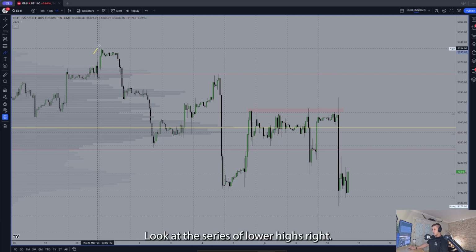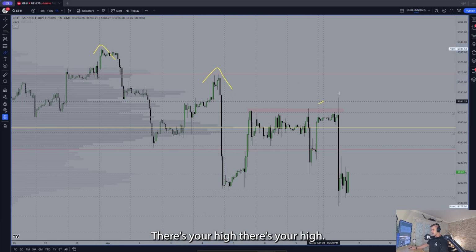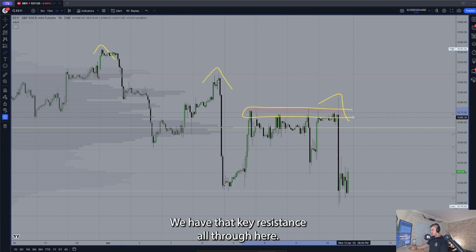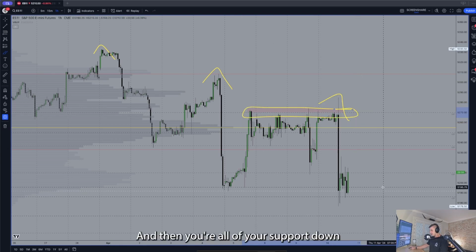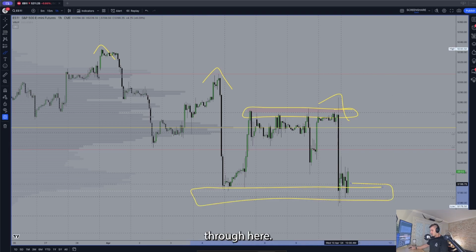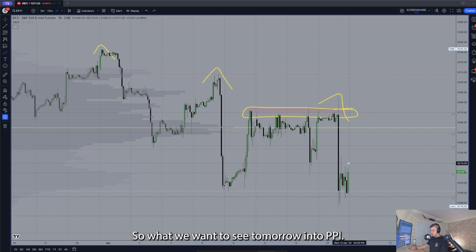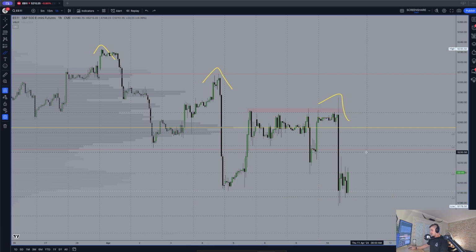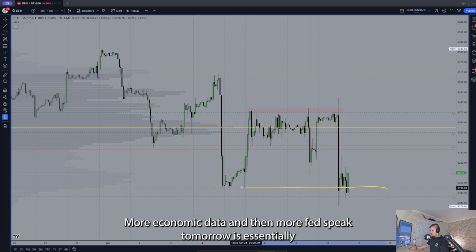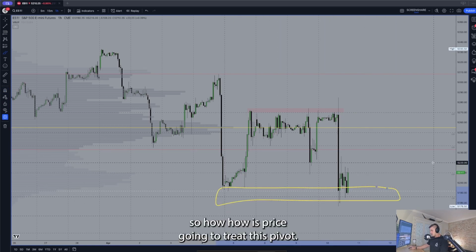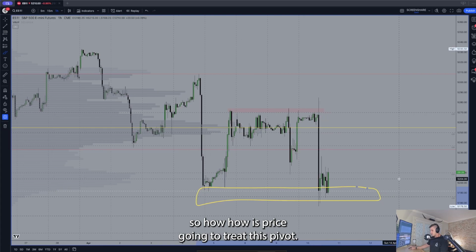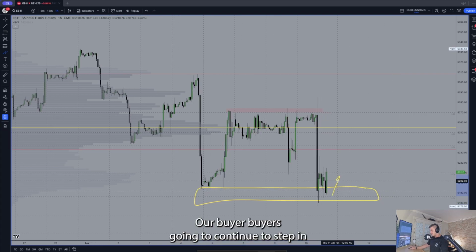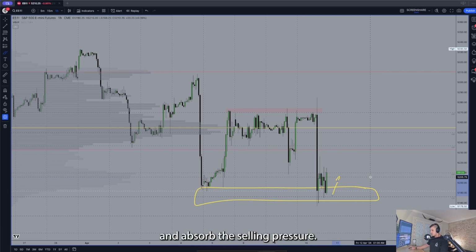Look at the series of lower highs, right? There's your high, there's your high, there's your high. We have that key resistance all through here. And then all of your support down through here. Okay, so what we want to see tomorrow into PPI, more economic data, and then more Fed speak tomorrow is essentially how is price going to treat this pivot? Are buyers going to continue to step in and absorb this selling pressure, or is this consolidation, more distribution for another leg lower?